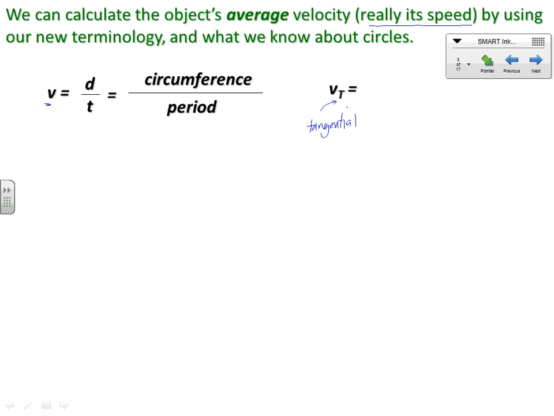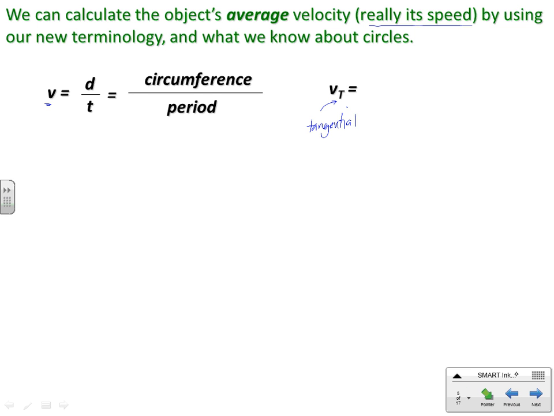So if we want to find the magnitude of that velocity, or the speed, we do 2 pi r, or pi d, for circumference, over a period. One big equation there.